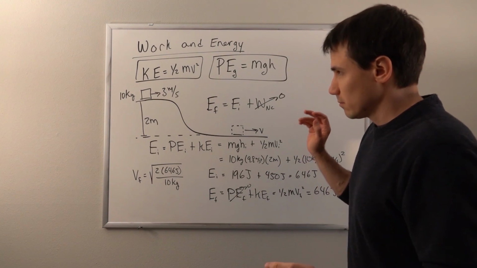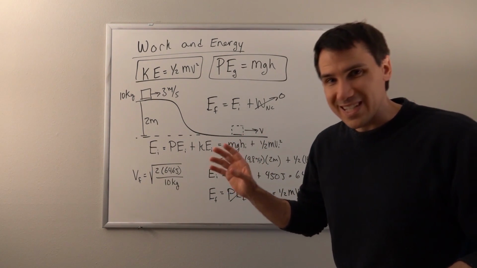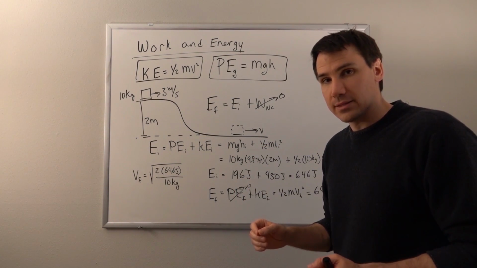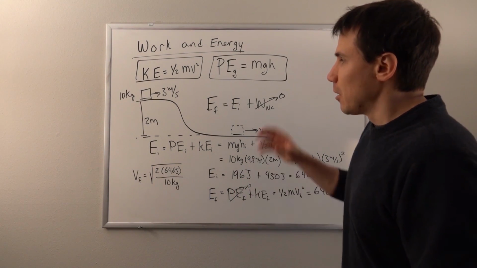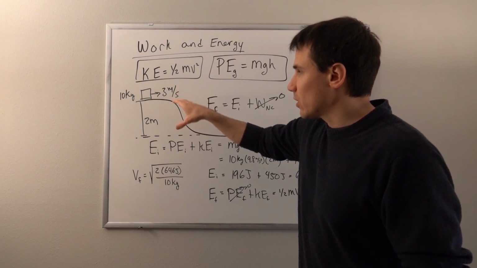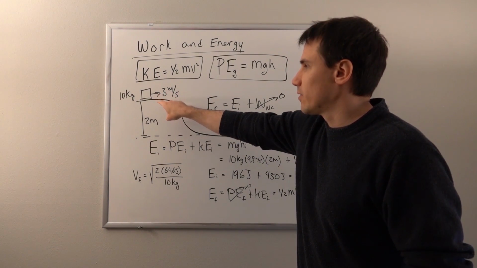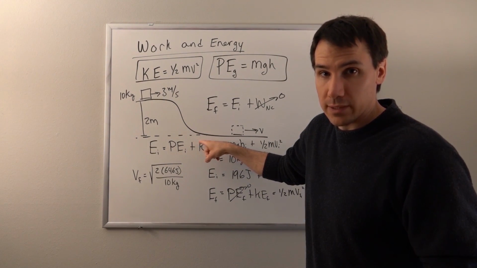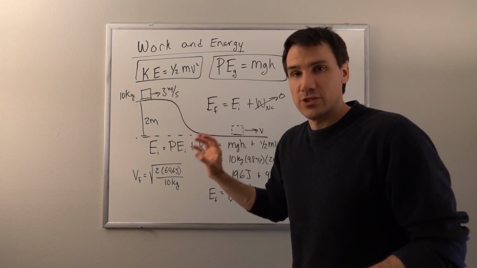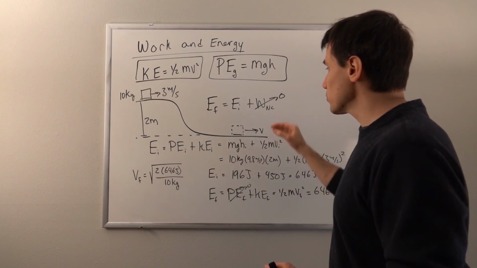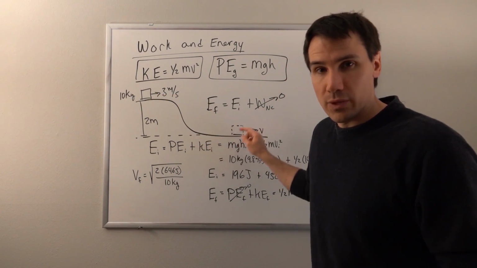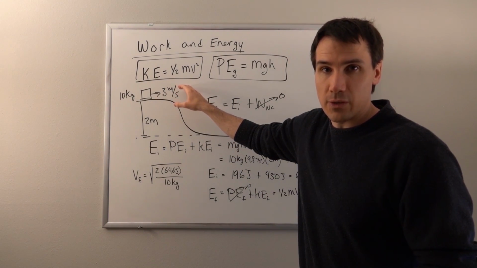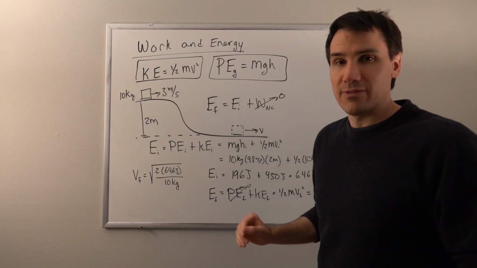So this problem is not something that we could have solved with our normal kinematic equations, because we don't know about the angle of the ramp at every point. But with energy, we just don't care. As long as there's no friction, we don't care what happens in between. We only care about how much energy we started with, and we know that that's the amount of energy that we end with.